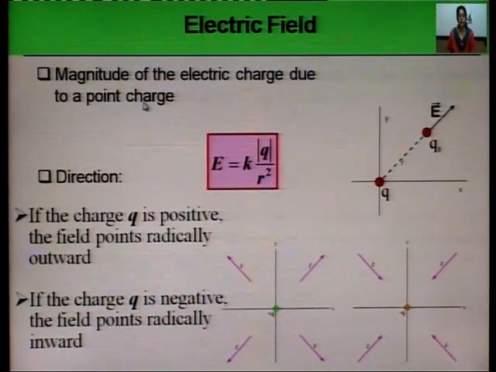So we can also write this in terms of Coulomb's law. In Coulomb's law, the expression of F was Q1 Q2 upon R square. So when you divide by Q, we get E is equal to K Q upon R square. So this is the expression of E in terms of Coulomb's law.